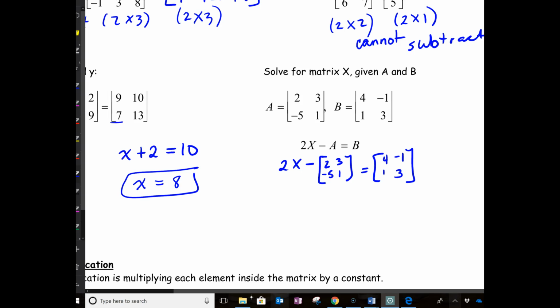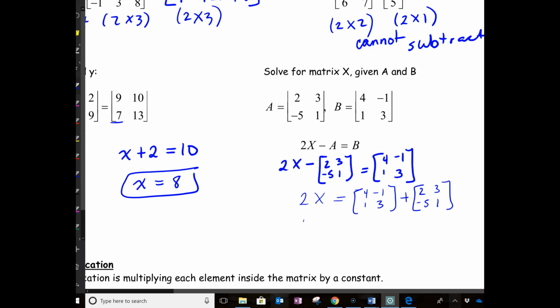And our operations, our rules, work in the same way as normal equations. So what would we do first here to solve for matrix X? Yeah, add this matrix to the other side. So we would have 2X is equal to 4, 1, -1, 3 plus that other matrix. So plus 2, 3, -5, and 1.